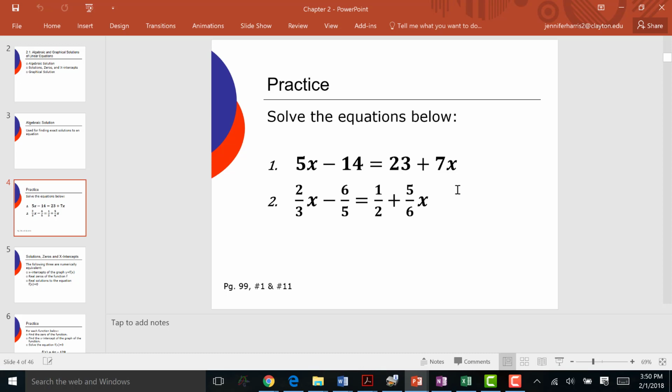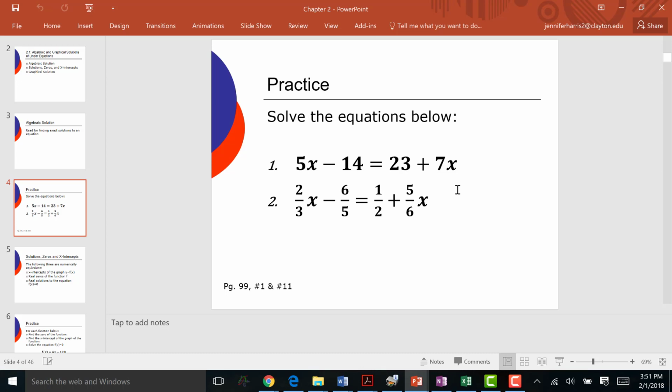So here we go. I've got 5x minus 14 on the left side of the equation and 23 plus 7x on the right. The goal is to solve and get x by itself. I usually like to move my x's to the left, but do you have to? No. As long as x is by itself, it can be on the left or the right. Standardly, I like to keep it on the left. You don't have to. If I decide to keep all the x's on the left, guess what I'm going to do first? I'm going to subtract 7x from both sides. Why? Because I want my variable x to stay on the left side.